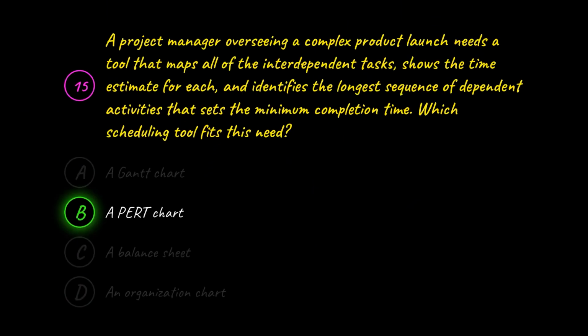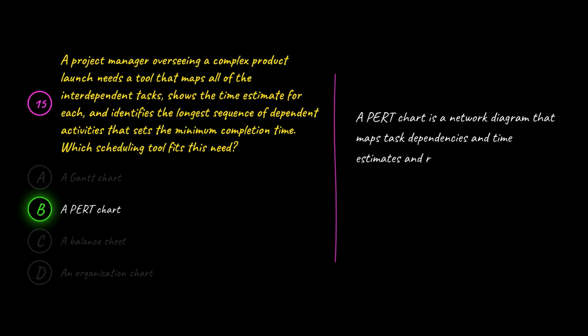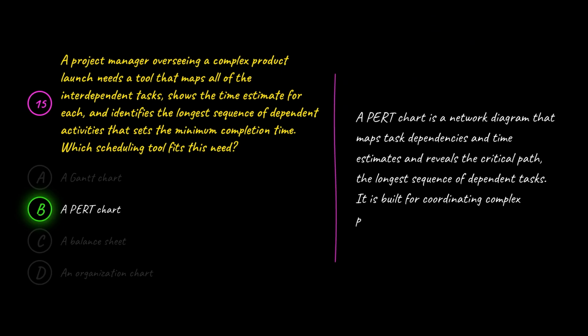The correct answer is B, a PERT chart. B is correct because a PERT chart is a network diagram that maps task dependencies and time estimates and reveals the critical path, the longest sequence of dependent tasks. It is built for coordinating complex projects, which matches this need.